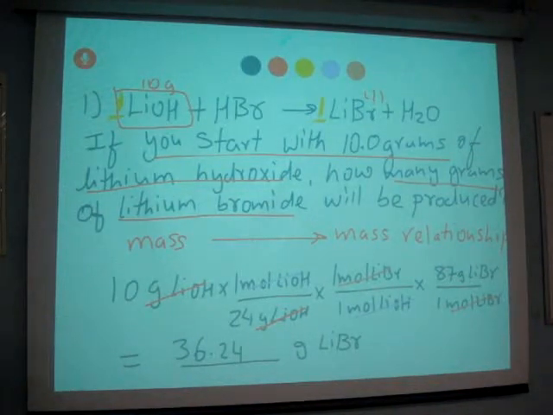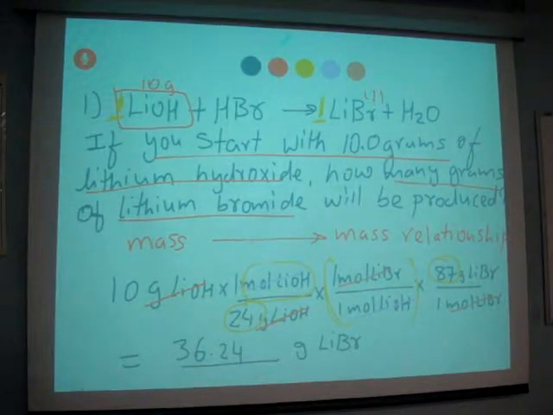So in this case, 24 is the molar mass of LiOH and 87 grams per mole is the molar mass of LiBr. In between we are using this mole ratio. So first we convert to moles of LiOH, then using the mole ratio we convert to moles of LiBr, and then we can convert into mass of LiBr. So that's a mass to mass relationship.